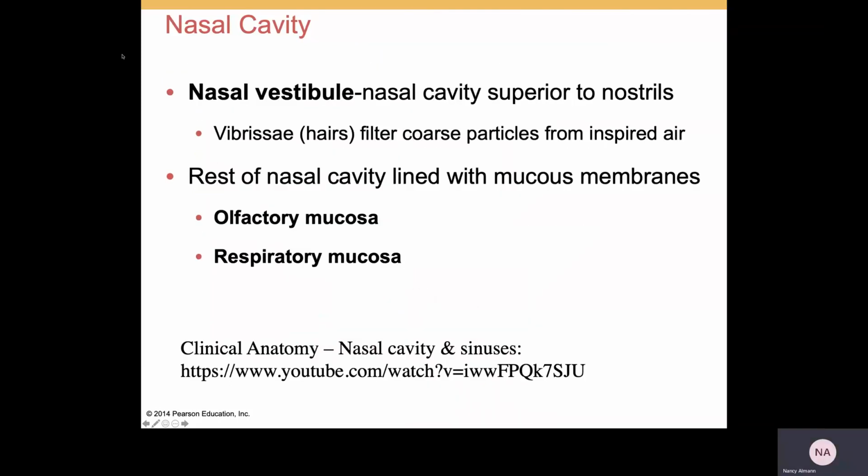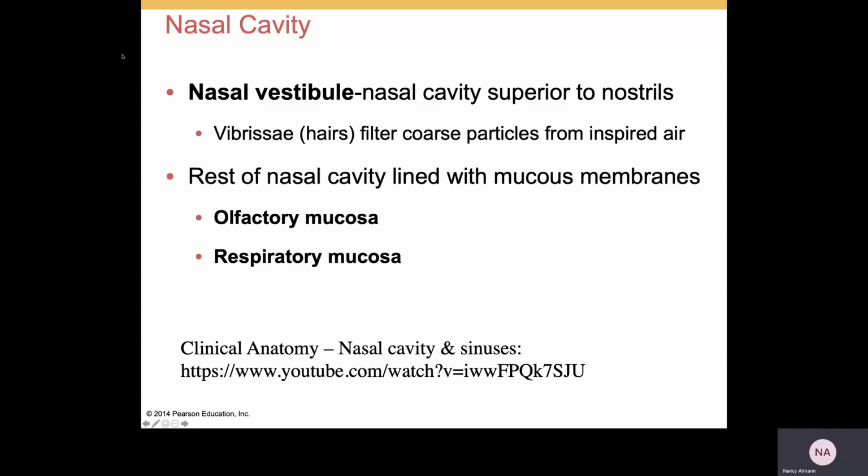The nasal vestibule is going to be superior to the nostrils. It is going to contain hairs. I will not expect you to be able to pronounce or say vibrissae, and the job of those are to filter coarse particles from the air that you're breathing in.